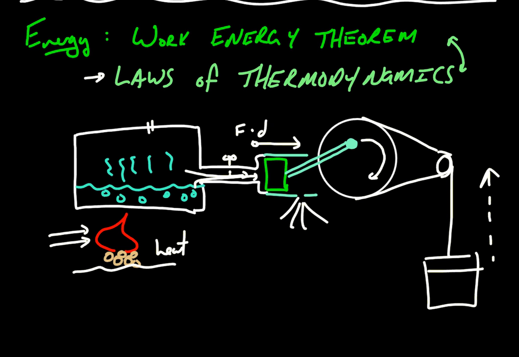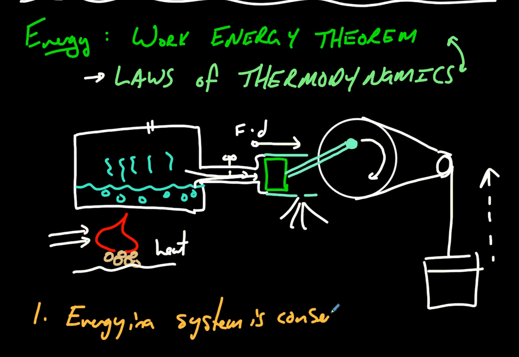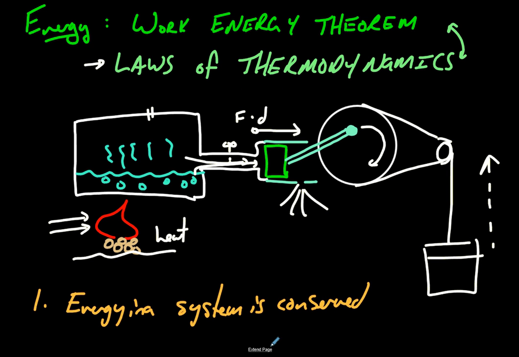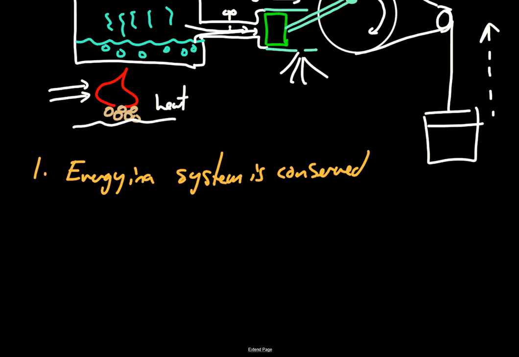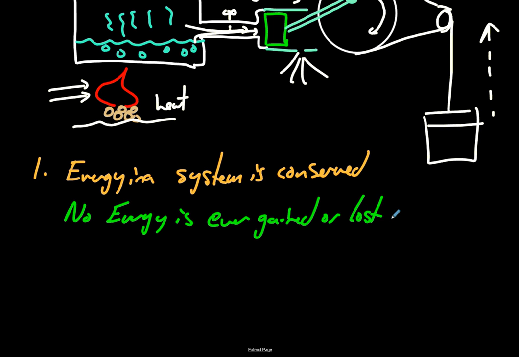So the first thing we'll talk about is the first law of thermodynamics, and that is simply the conservation law, okay? So energy in a system is conserved. Okay, and if you want that in ELI5 speak, you can just say it in the same terms as conservation of mass. And I realize we haven't said what energy is yet, but we'll get there in a minute. No energy is ever gained or lost in a system.